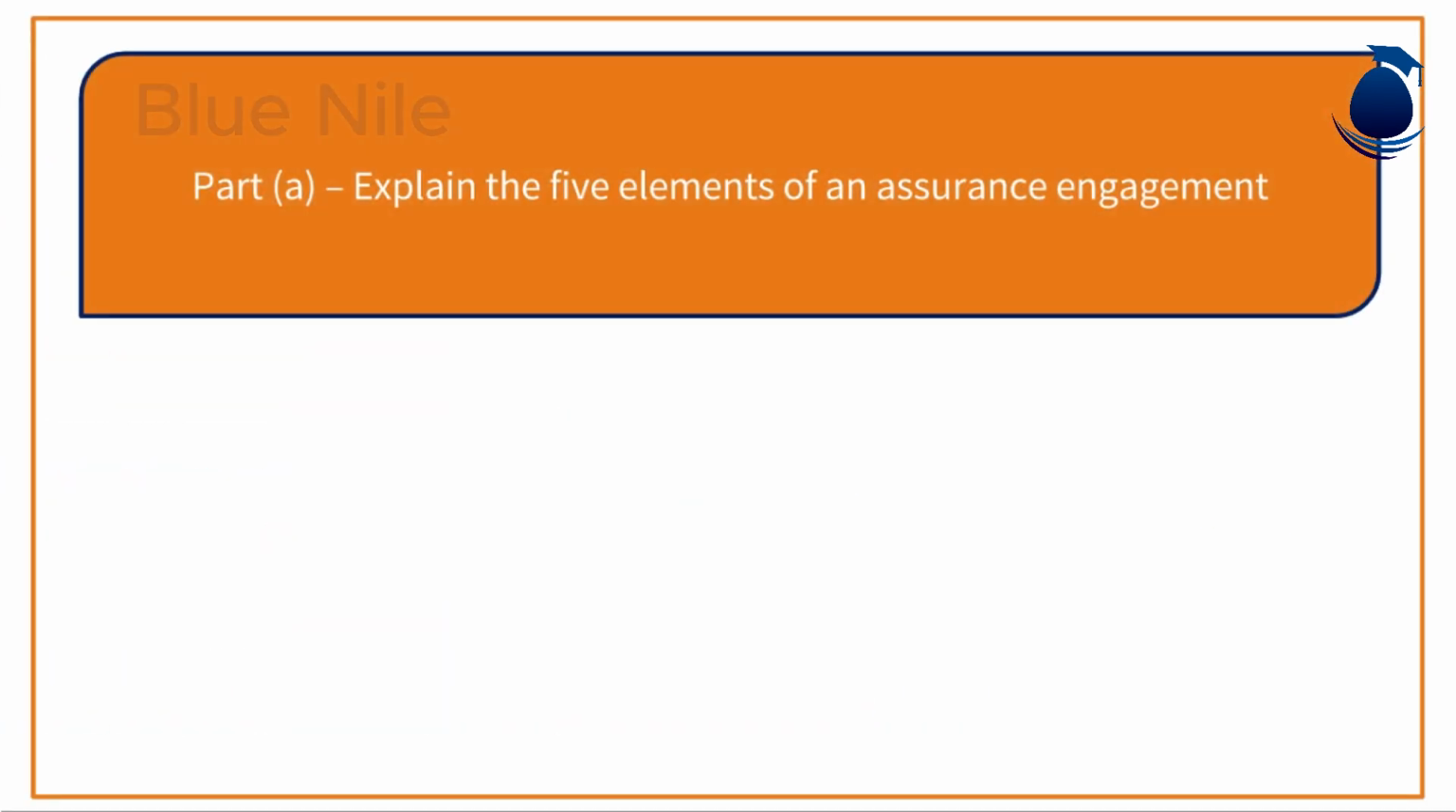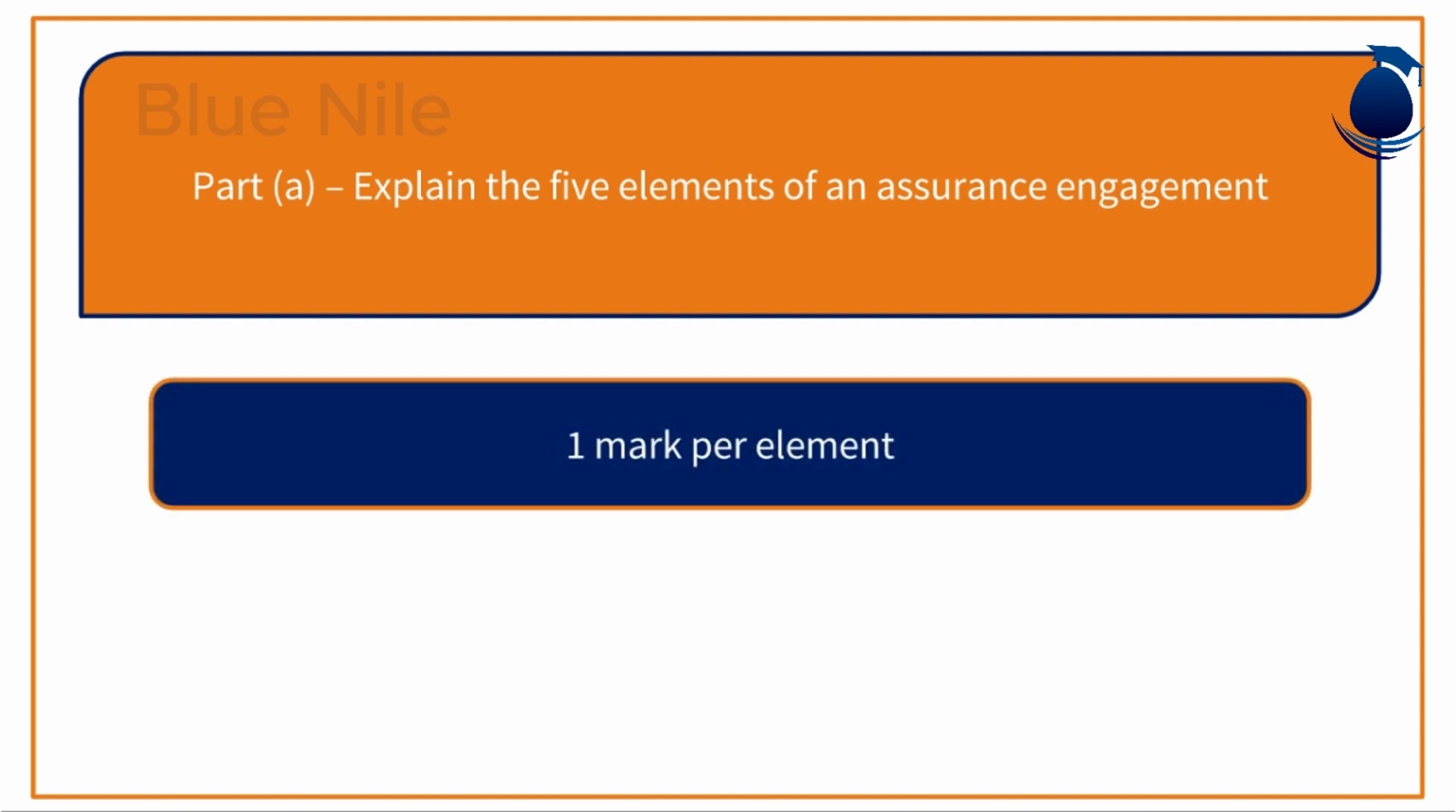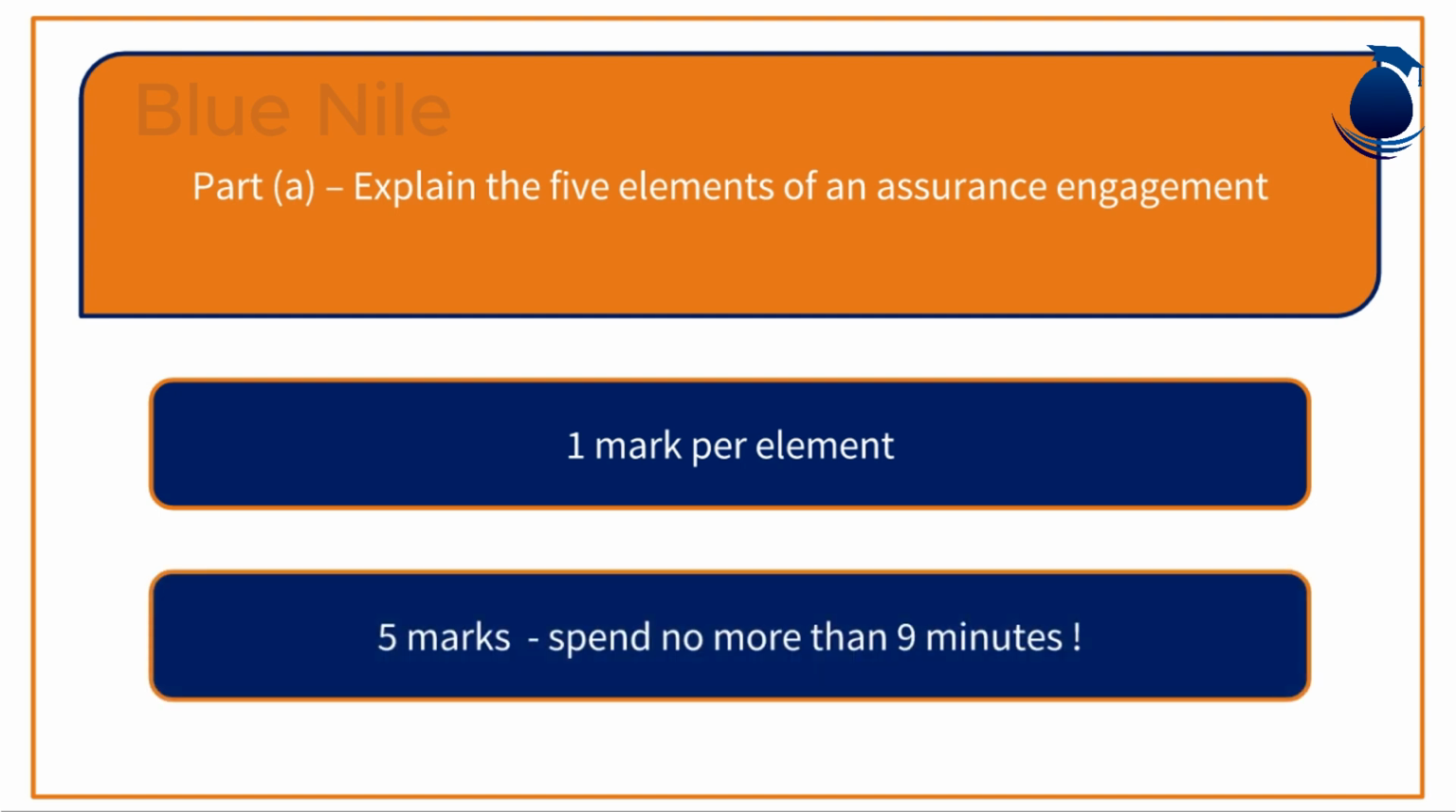Part A asks to explain the 5 elements of an assurance engagement. This requires you to think back to your studies with no further information given. For each clearly explained element, you will gain 1 mark. It is for 5 marks, and therefore no more than 9 minutes should be spent on this.